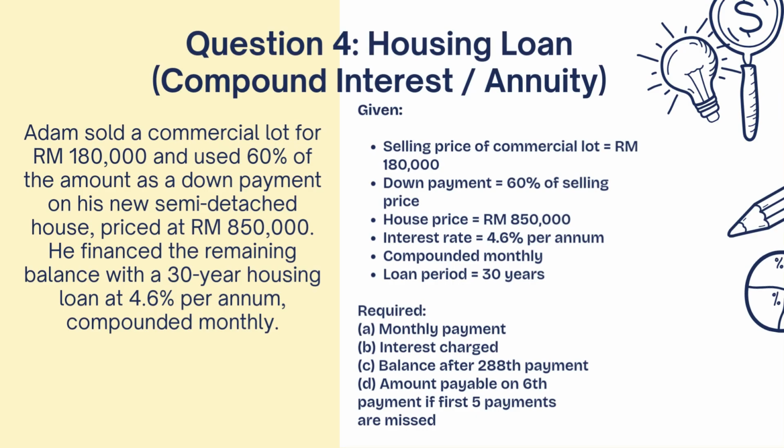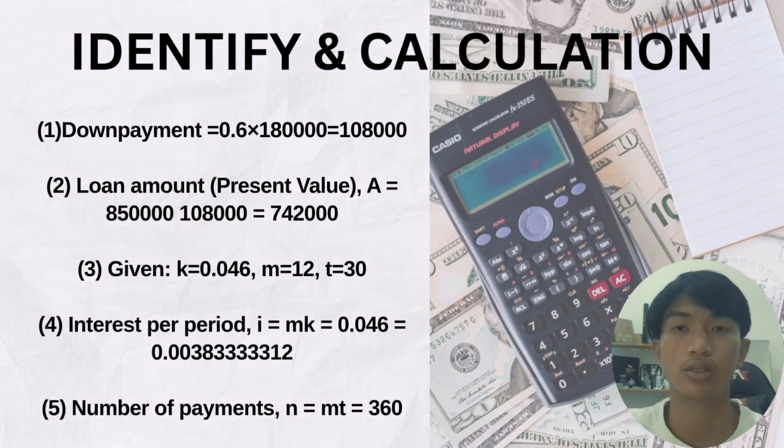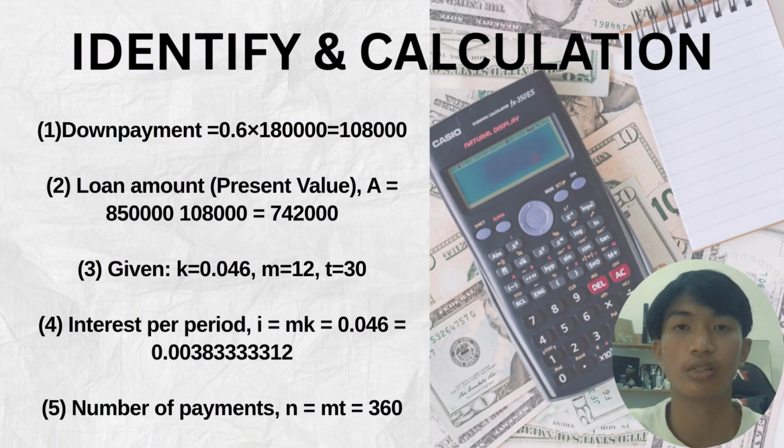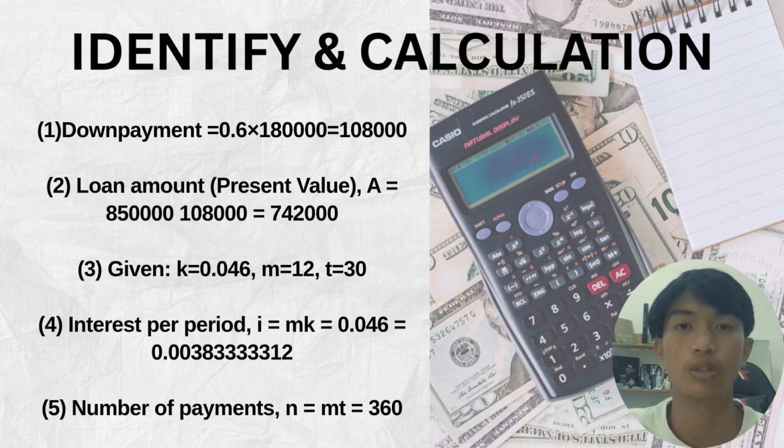Moving on to question 4, housing loan. The question is: Adam sold a commercial lot for RM 180,000 and used 60% of the amount as a down payment on his new semi-detached house priced at 850,000. He financed the remaining balance with a 30-year housing loan at 4.6% per annum, compounded monthly. So now moving on to question number 4. Question number 4 is about chapter 4, annuity. So now I would like to present identifying and calculation.